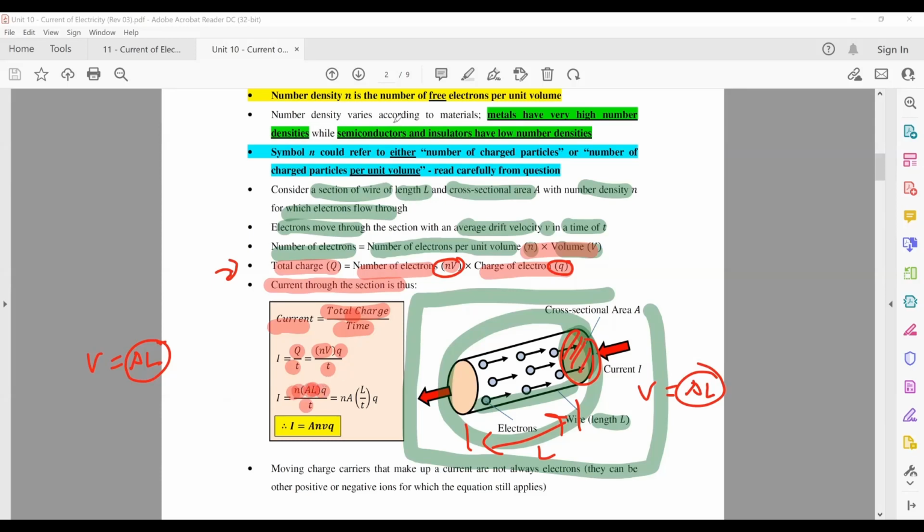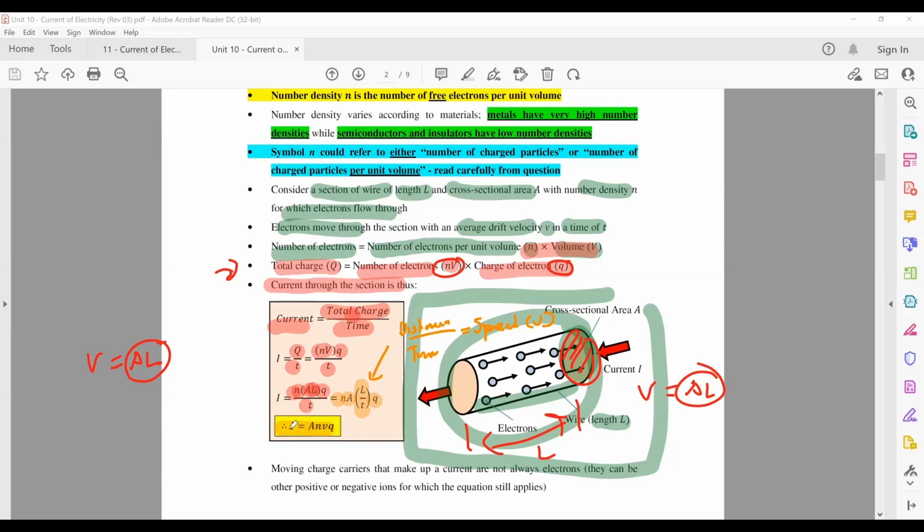Then you rearrange one of the things again: nA times L over t times q. L over t is distance over time, so it's actually referring to speed. This speed here is your drift velocity or drift speed. So eventually you are going to get I equals nAvq. This is the equation that relates current to drift velocity.